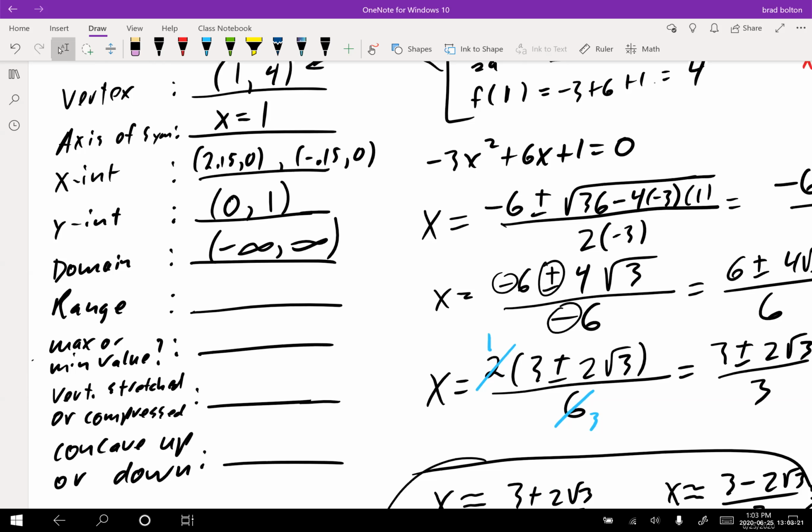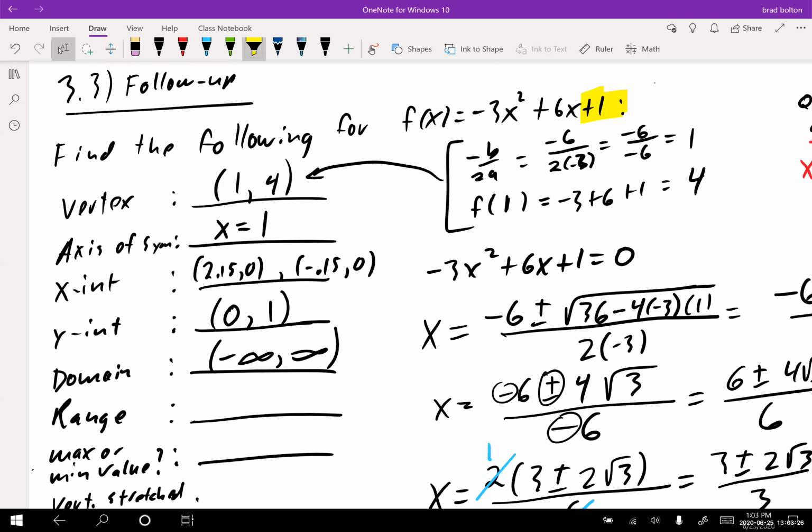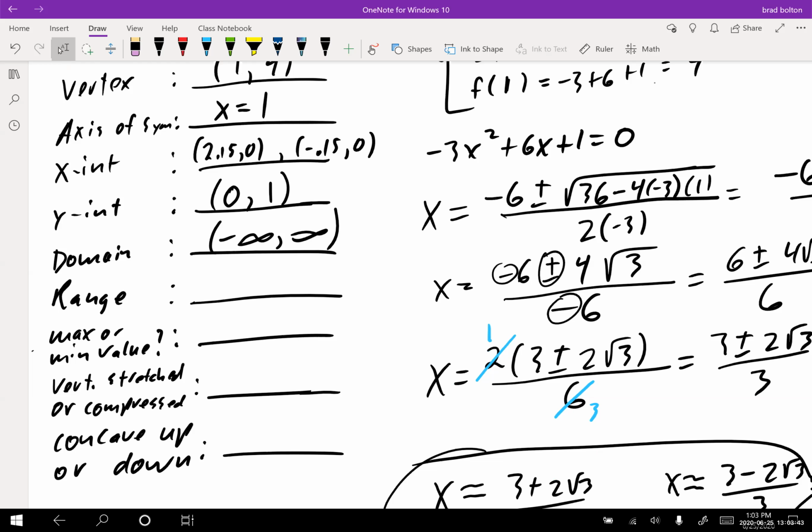Now, max and min, I know how to find that. Oh, vertically stretched. Now remember, vertically stretched is based on this number. If the absolute value of that number is greater than 1, then it's vertically stretched. If that number is smaller than 1, like a fraction, like 1/4 or 1/3, then it's vertically compressed, like somebody mushed it down. So I'm going to say that this is vertically stretched by a factor of 3.